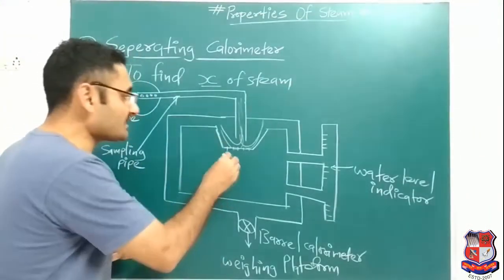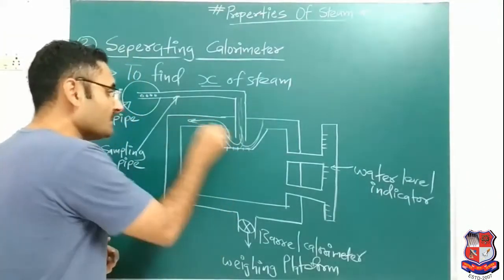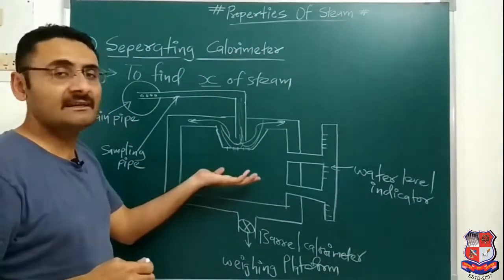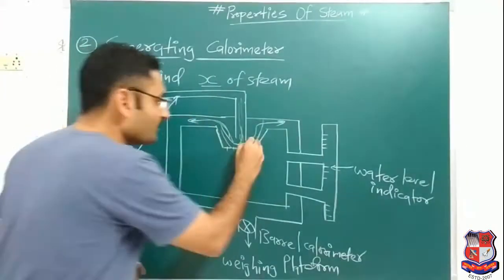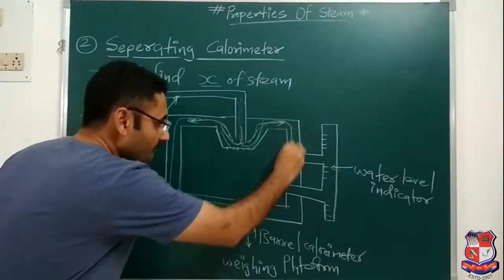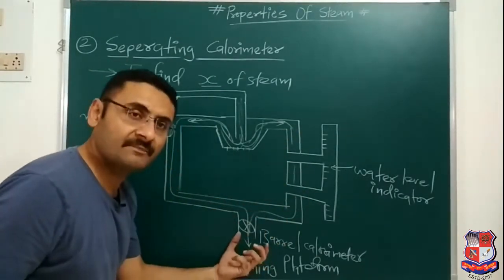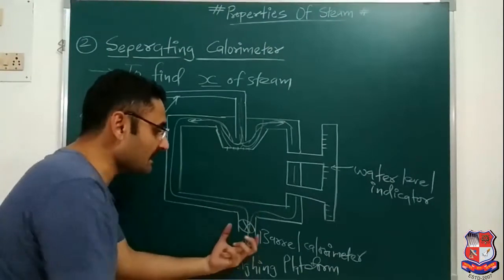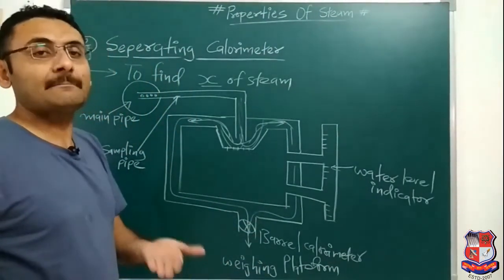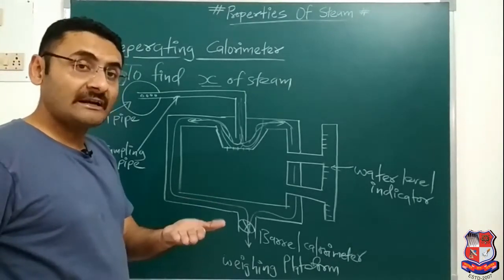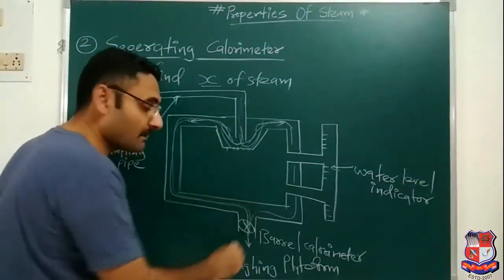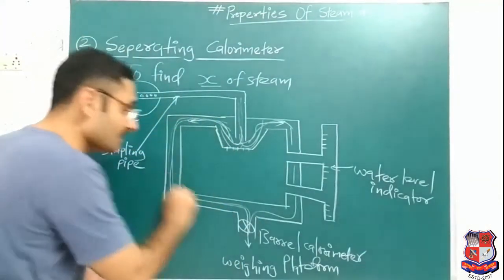Now the separation will be such that the vapor particles will move in the upward direction. Why? Because vapor will always move upward. Vapor is lighter than water. So vapor particles will move upward, and they will go inside of the barrel calorimeter. That means the separated vapor particles are present in the barrel calorimeter, and the barrel calorimeter is located on one weighing platform. So the barrel calorimeter will do what? It will measure the mass. Mass of what? Mass of those separated vapor particles, or you can say mass of that steam.